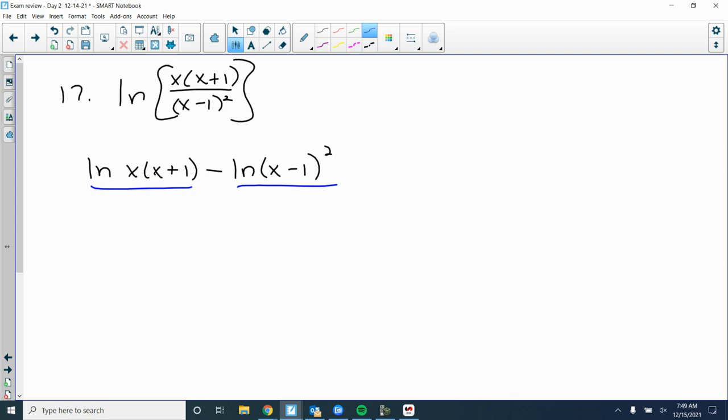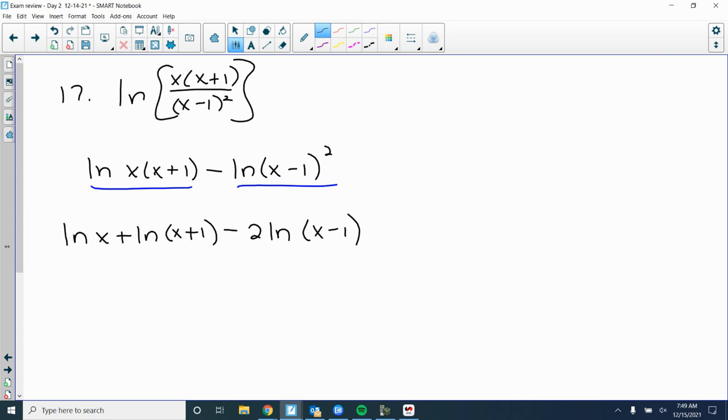There is a product, x times x plus 1. So I can rewrite that as the natural log of x plus the natural log of x plus 1 minus, okay, I have a power that can go out in front of this ln. So minus 2 natural log of x minus 1. All right, the question is, can you go any further?